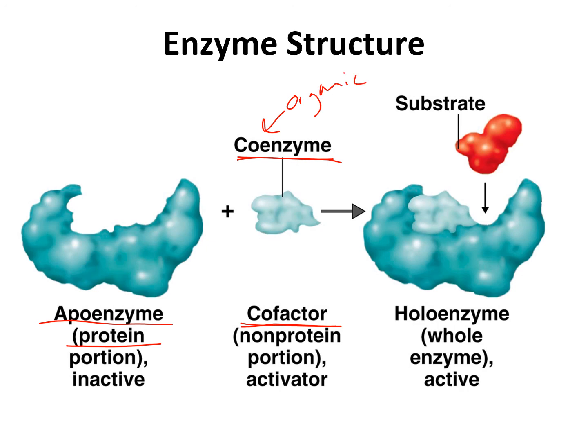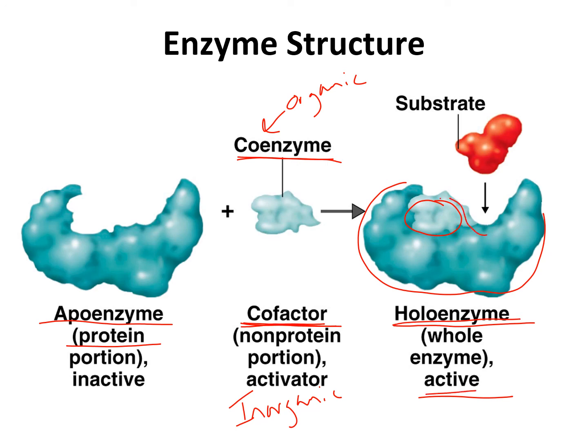It's a carbon-containing molecule, whereas a cofactor is inorganic. So it could be an ion, it could be a metal, it's some other inorganic molecule. But in order to form the holoenzyme, the whole active enzyme, you need to have your apoenzyme bound to some sort of coenzyme or cofactor. And this holoenzyme is now active because now it has formed the appropriate active site. And the active site is where the substrate will fit perfectly.